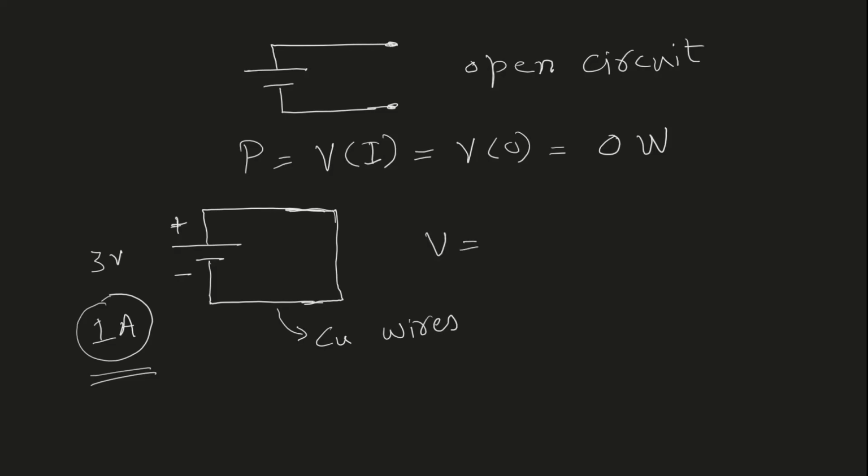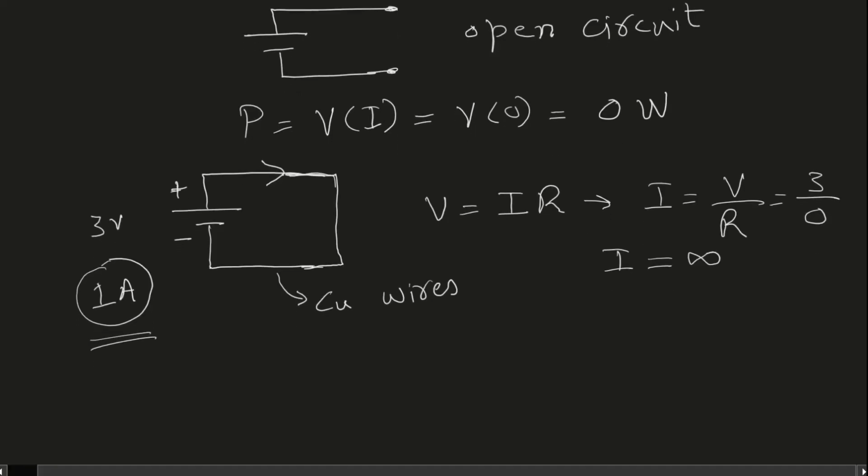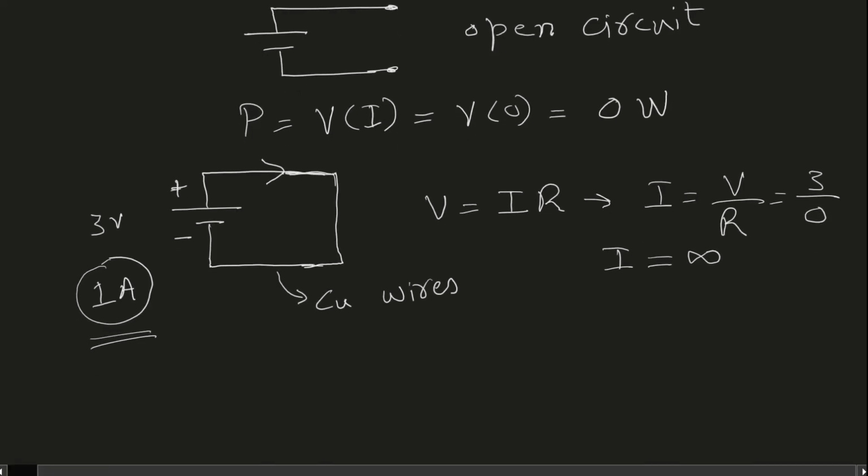Then, as we said, the current is determined by the equation V divided by R, which in this case will be 3 volts divided by 0 ohms. Therefore, the current that will be produced will approach infinity. So we will have a very large amount of current flowing in this circuit, which is very dangerous. We should never connect the two terminals of a battery because this will try to produce a very large amount of current in the circuit.